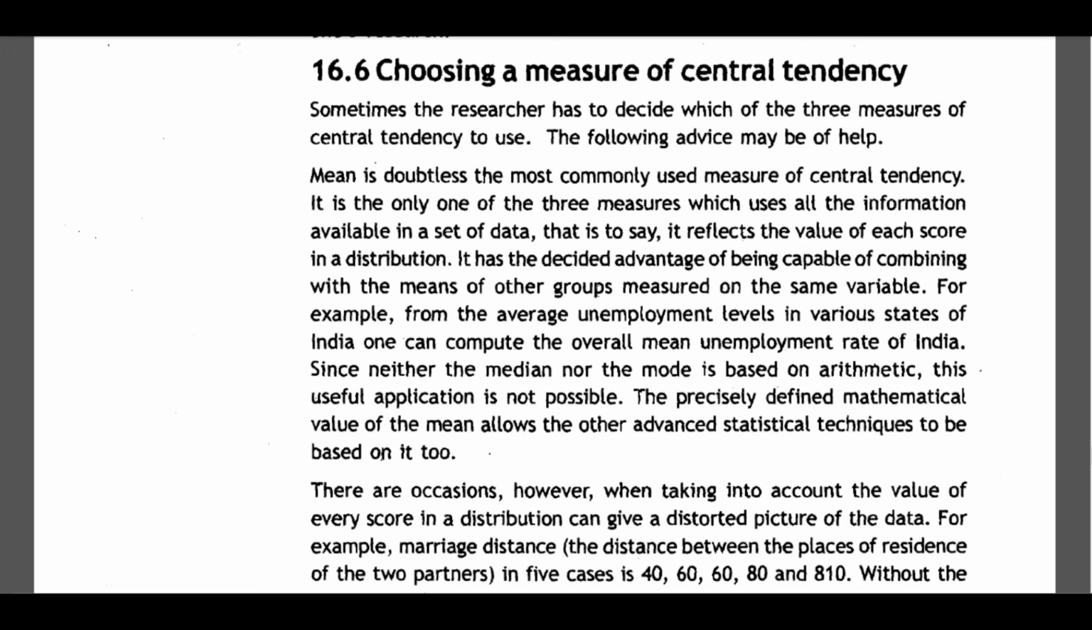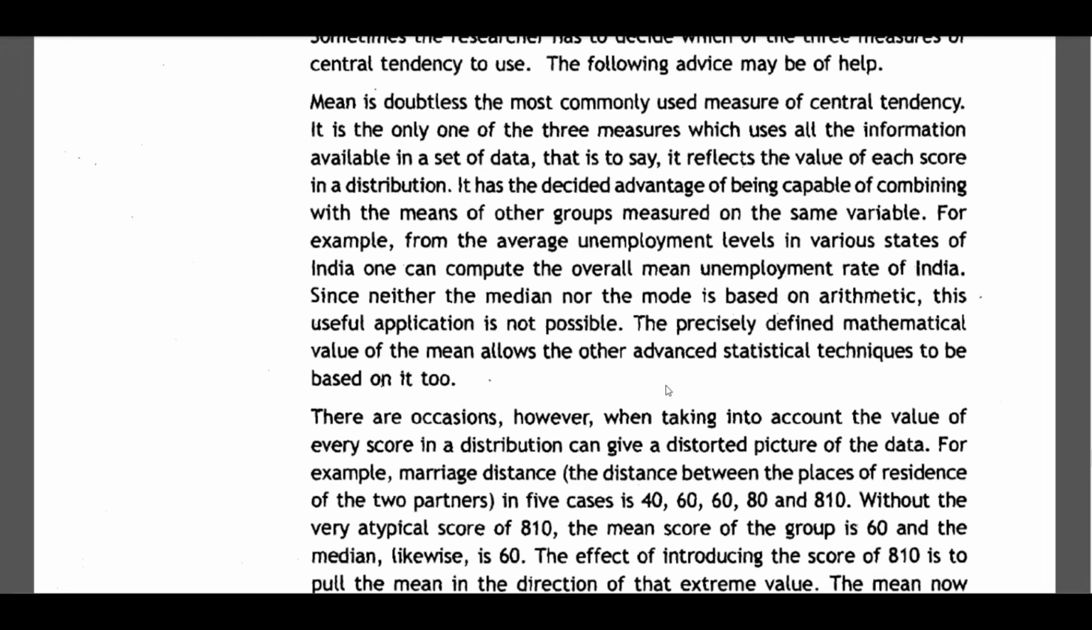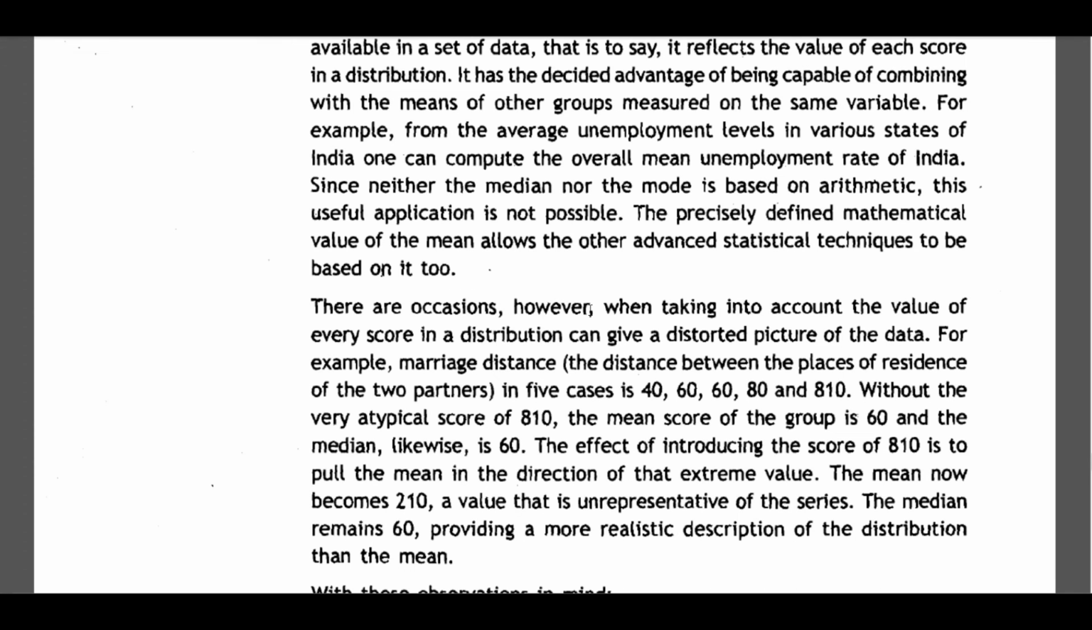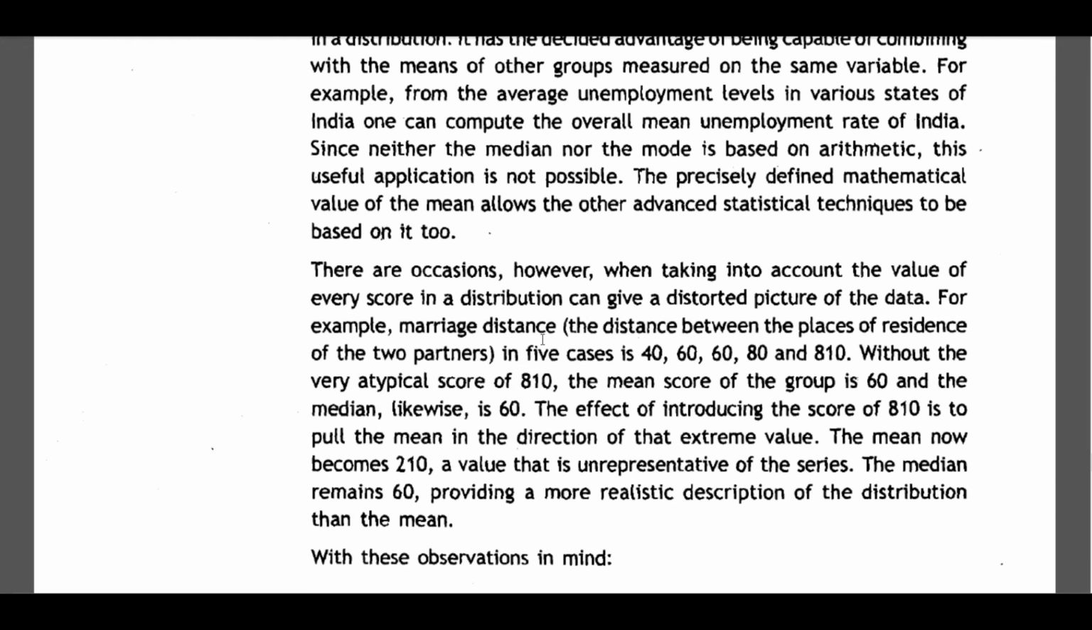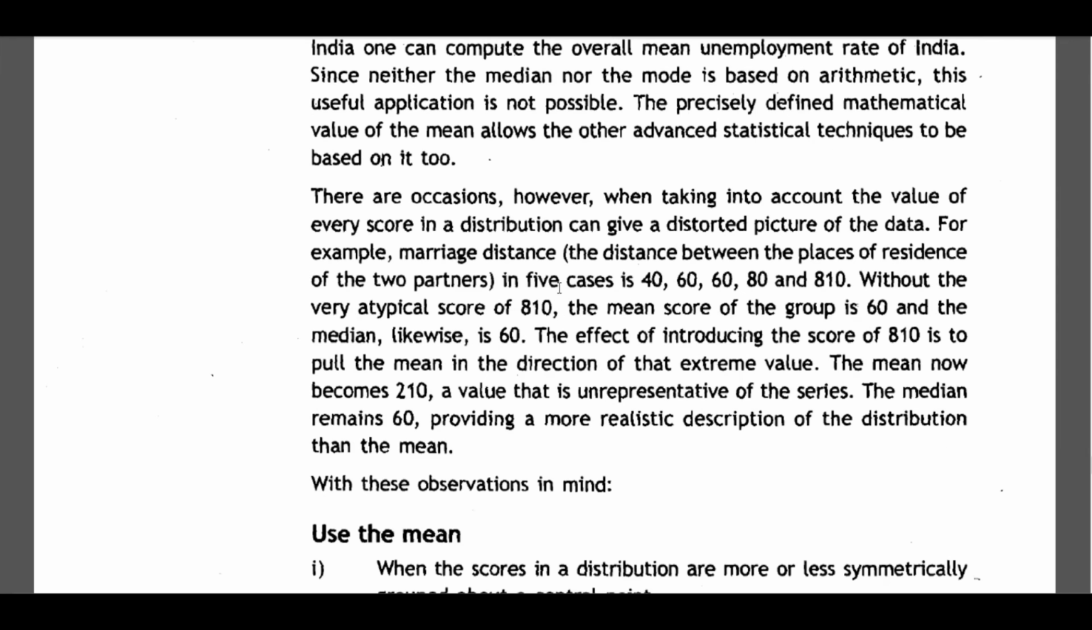It has the decided advantage of being capable of combining with the means of other groups' measures on the same variables. For example, from the average unemployment level in various states in India, one can compute the overall mean unemployment rate in India. Since neither the median nor the mode is based on arithmetic, this application is not possible. The precisely defined mathematical value of the mean allows other advanced statistical techniques to be based on it. There are occasions, however, when taking into account every score in a distribution can give a distorted picture of the data. For example, marriage distance, the distance between the places of residence of the two partners.